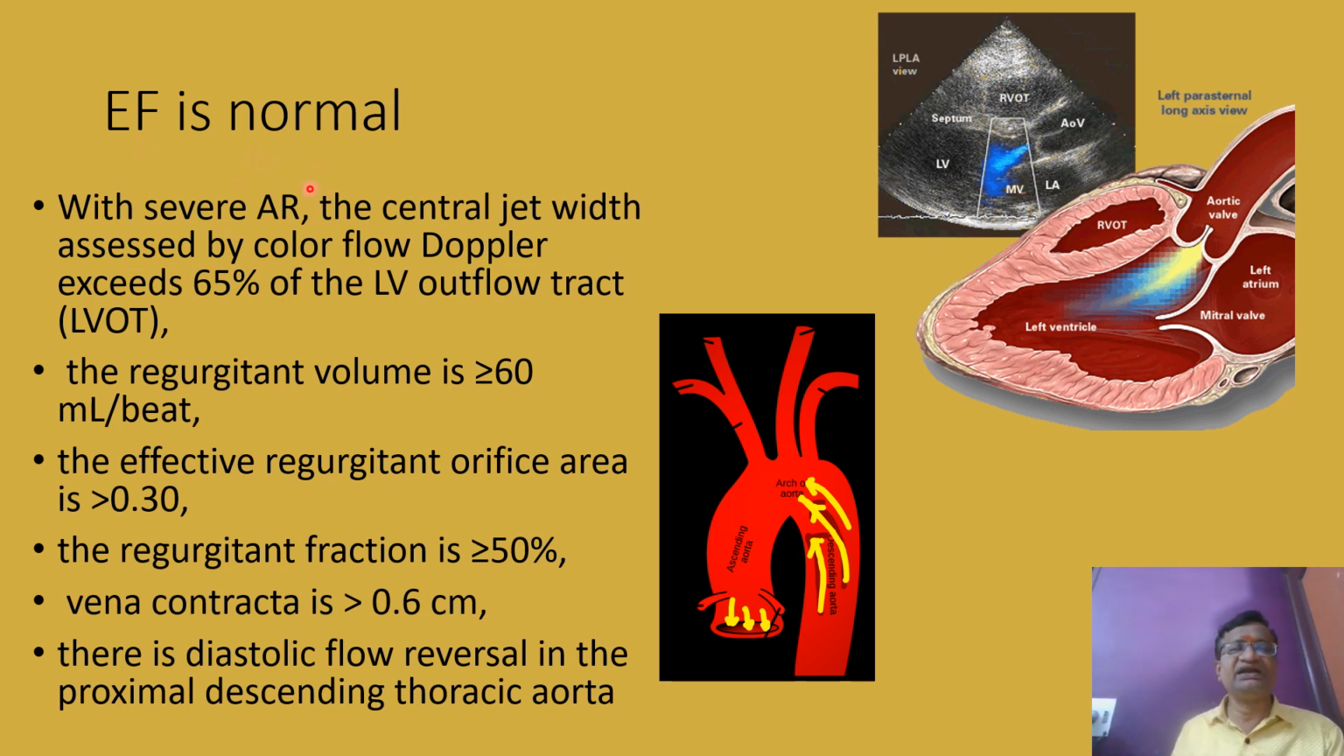With severe AR, the central jet occupies 65% of the LV. The regurgitant volume is more than 60 ml, the effective regurgitant orifice is 0.3 or more, and the regurgitant fraction is more than 50%. That is what I always tell. When the regurgitant fraction is more than 50%, then this regurgitation is dangerous. Sometimes even the descending aorta may show a flow reversal like this. This becomes severe.